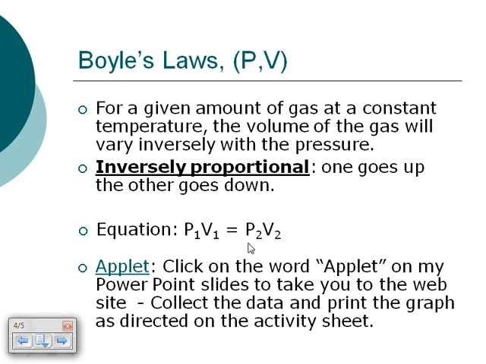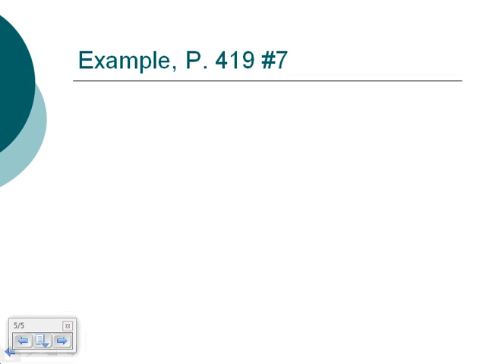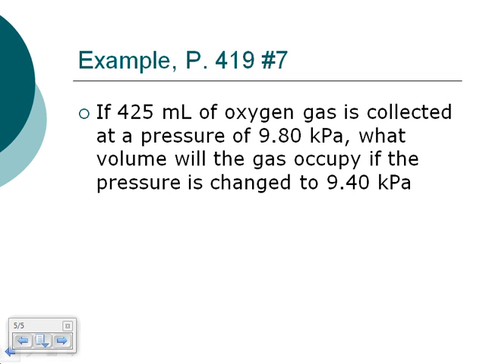So we have our formula, P1V1 is equal to P2V2. Let's do an example. The way I show you how to do this problem is the way I expect you to do every single problem in this entire packet. So here's our question. If 425 milliliters of oxygen is collected at a pressure of 9.80 kilopascals, what will the volume of the gas occupy if the pressure is changed to 9.4 kilopascals?